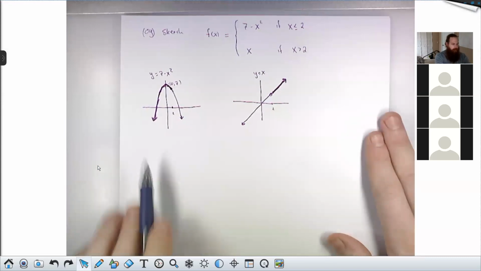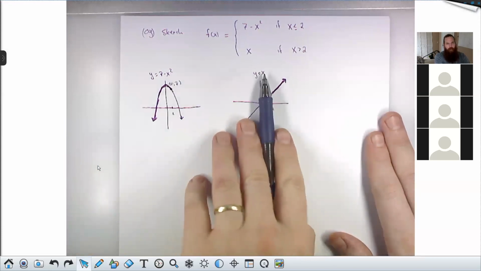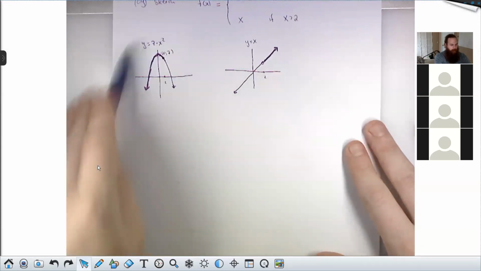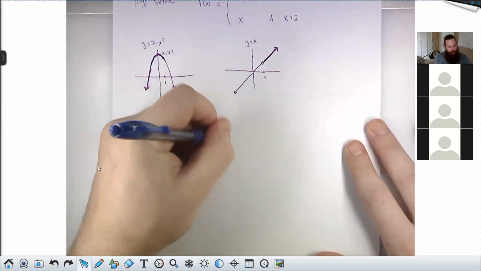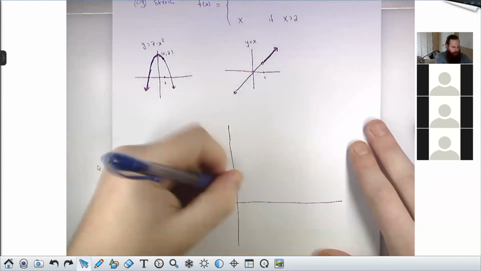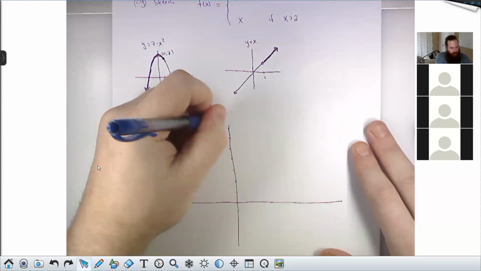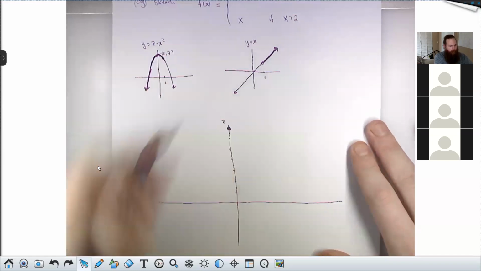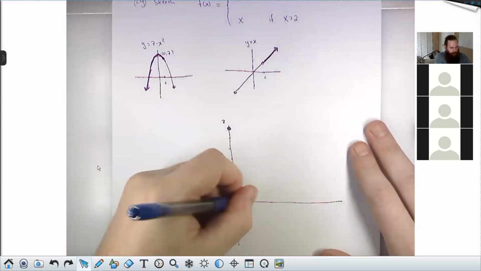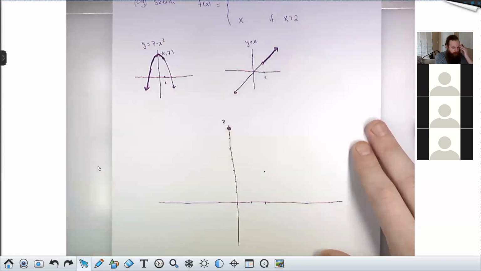So the graph of f of x will look like this guy to the left of 2, and he'll look like this guy to the right of 2. So if I stitch those two things together, imagine I could just cut them out and set them right on top of each other. What would that look like? There's 0, 7 up there. If I plug in 2 for x, here I get 7 minus 4, which is 3. So that'll be here.